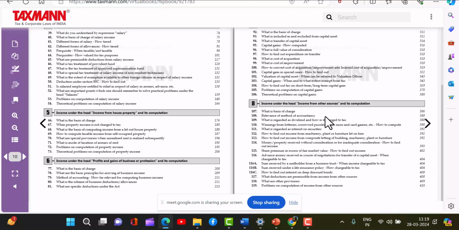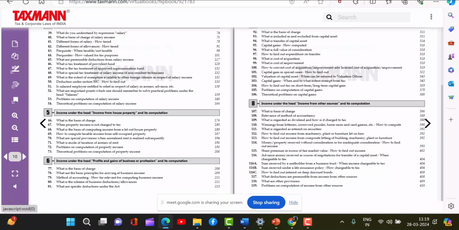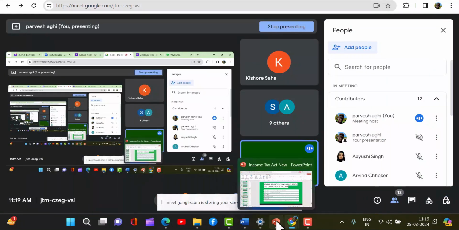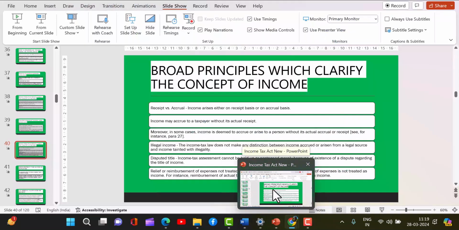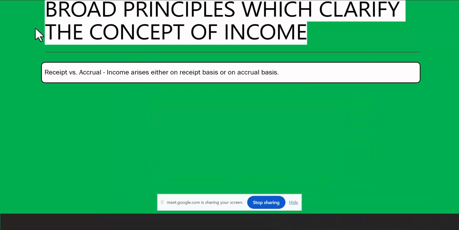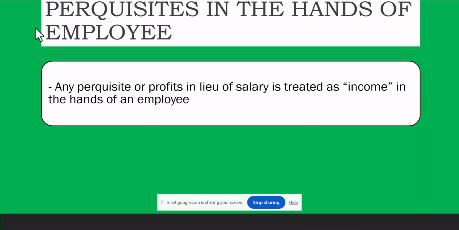So broadly, these are the main chapters, and of course there will be many other chapters, which I am not covering at the moment. We are coming back to our slide. So you could see the book now. Yes, sir. Okay, can you see the slide now? Back to slide. Yes, sir. Okay, so just read this, Kishore.